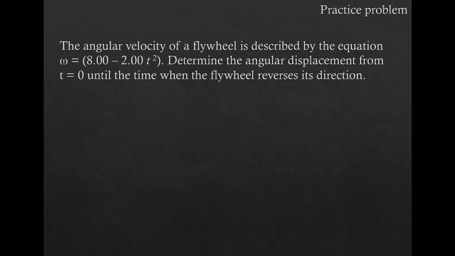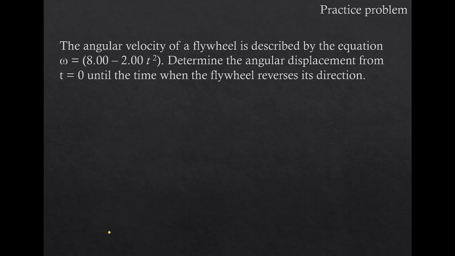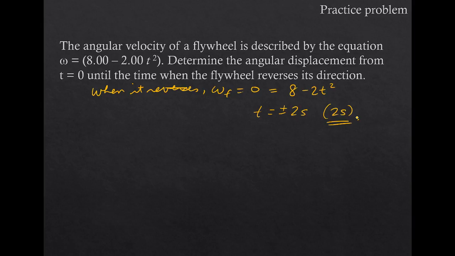We are given the angular velocity of a flywheel described by this equation, and we want to determine the angular displacement from t equals 0 until the time when the flywheel reverses its direction. So we know that when it reverses, basically omega final will be 0. So we just set this up: 0 is equal to 8 minus 2t squared. So this means that t is equal to plus or minus 2 seconds. The one that's going to work for us is 2 seconds. Negative time won't really work for us.